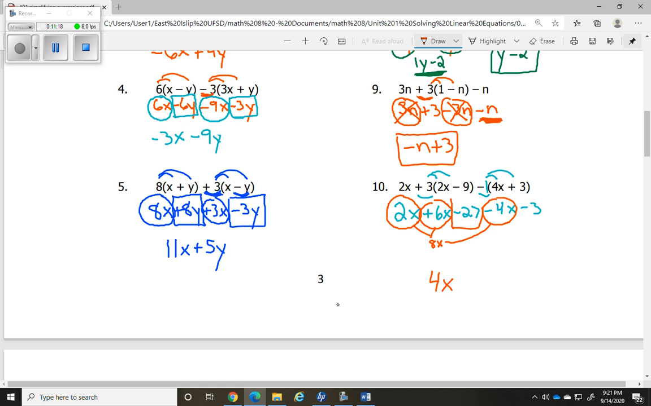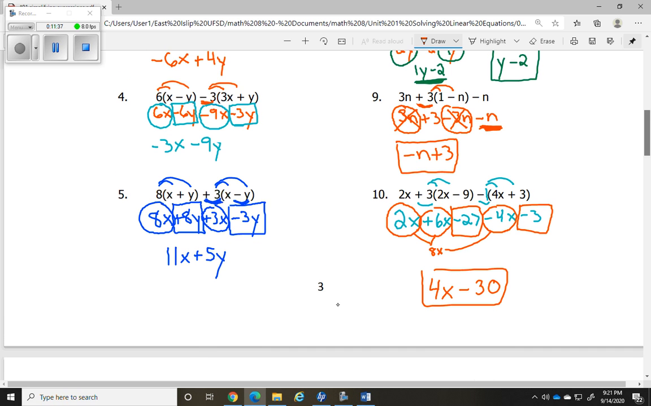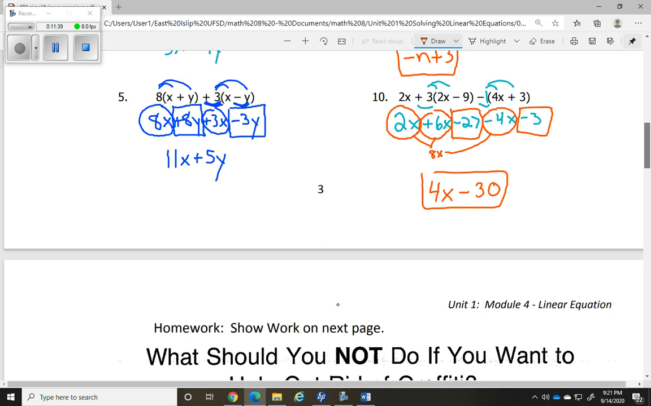Then I will combine the negative 27 with the negative 3 to get negative 30. And that's our classwork for the day. Hopefully you remember some of this from last year. If you had some difficulty, again, if you have questions, send them to me.